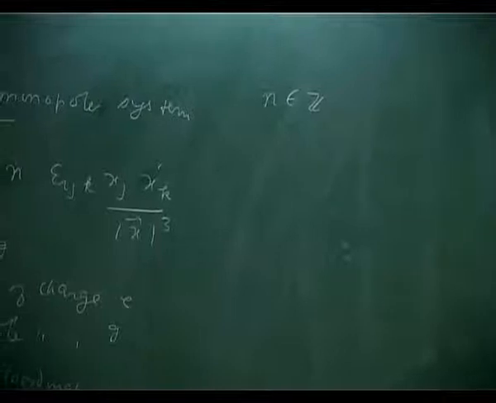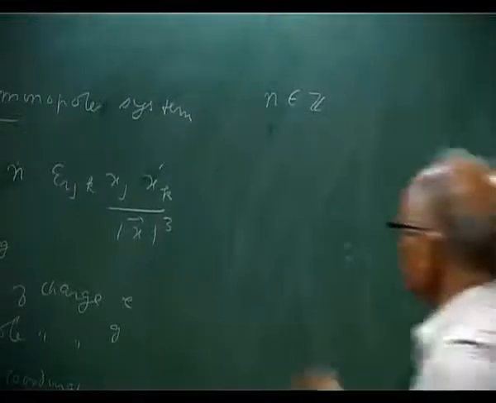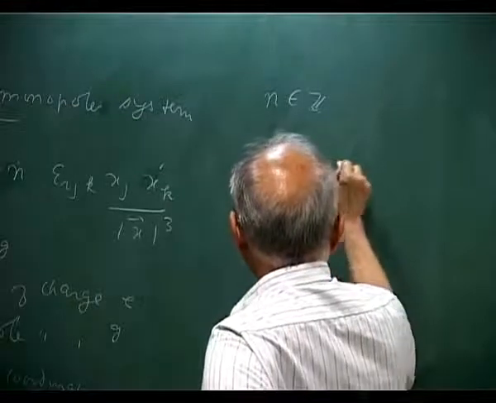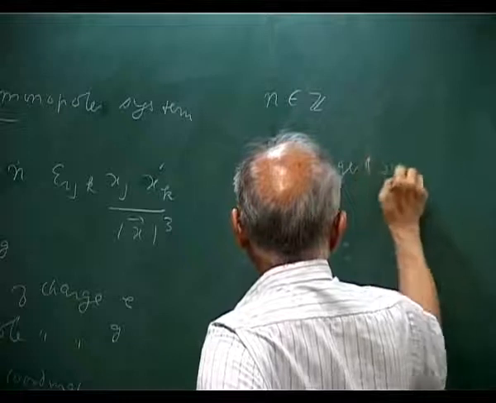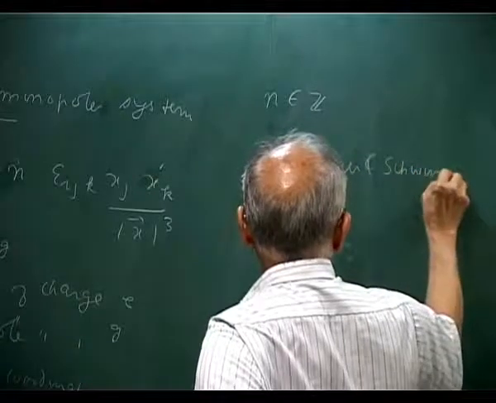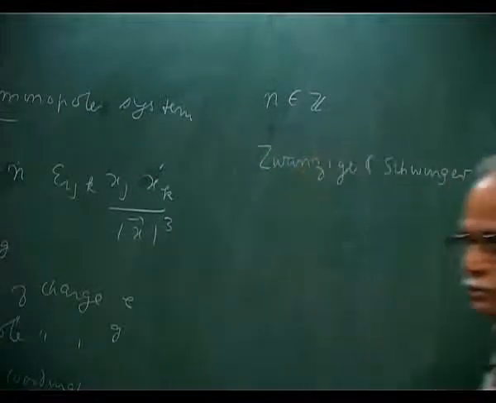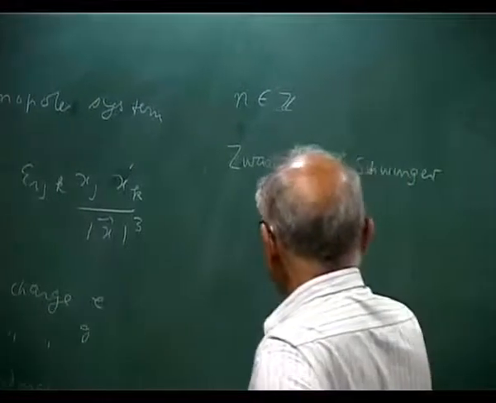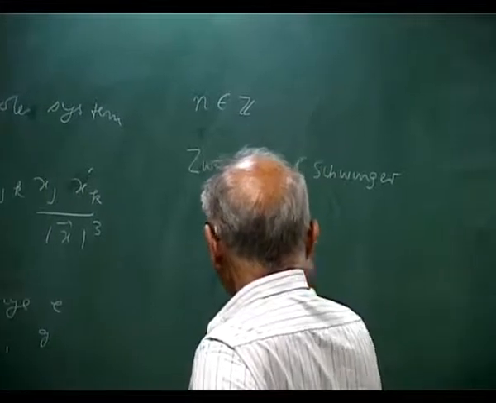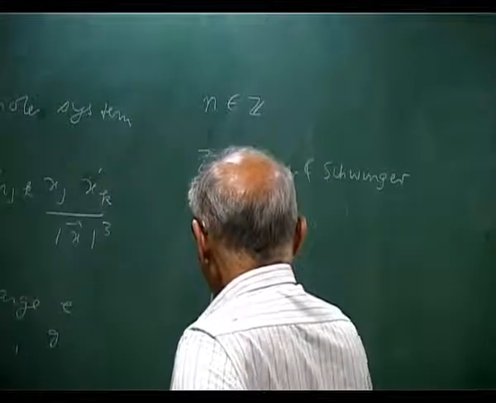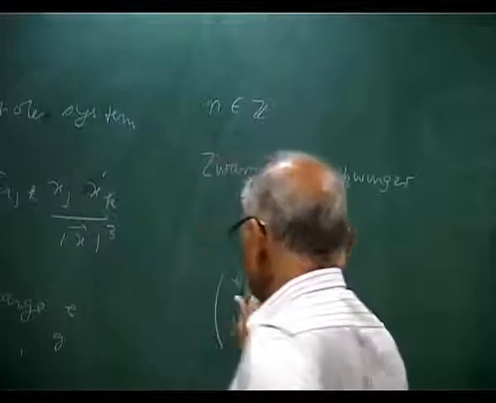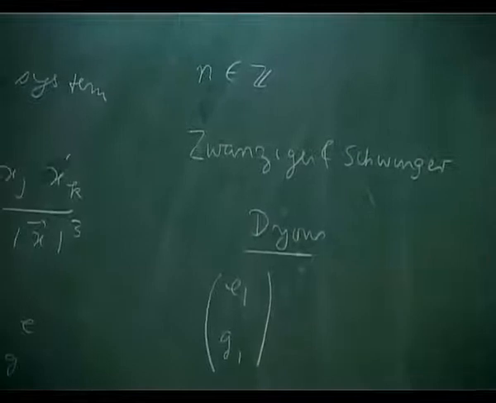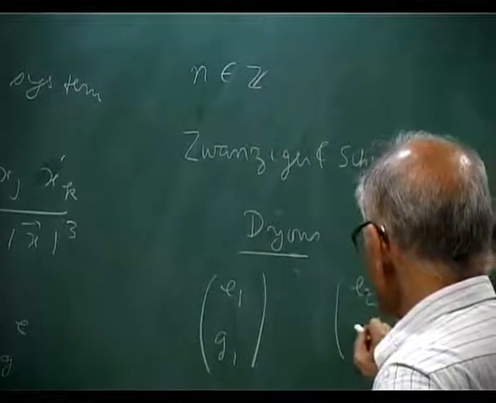Now something happened later due to Zwanziger and Schwinger, where they talked about dyons. I'll tell you why I am talking about dyons. So here you have E1 G1, so a particle has both electric and magnetic charges, and another one with E2 G2.